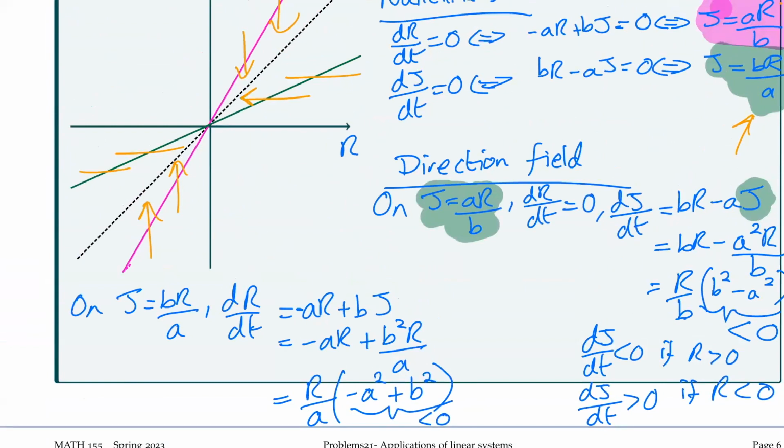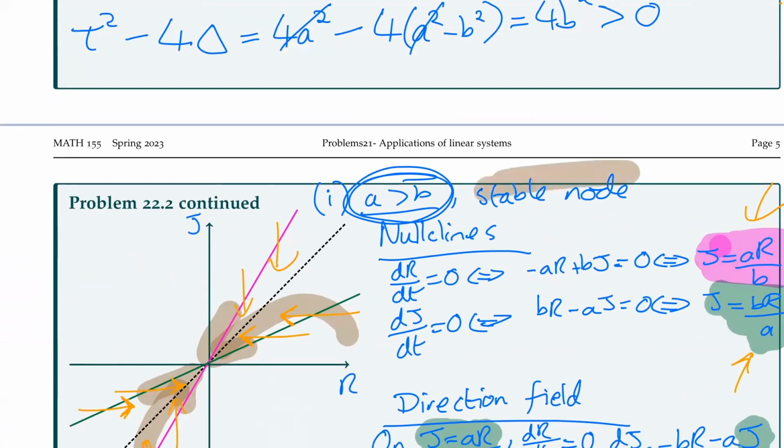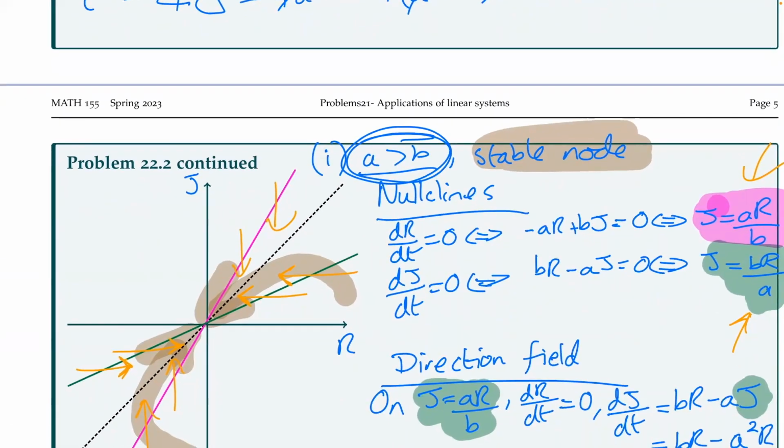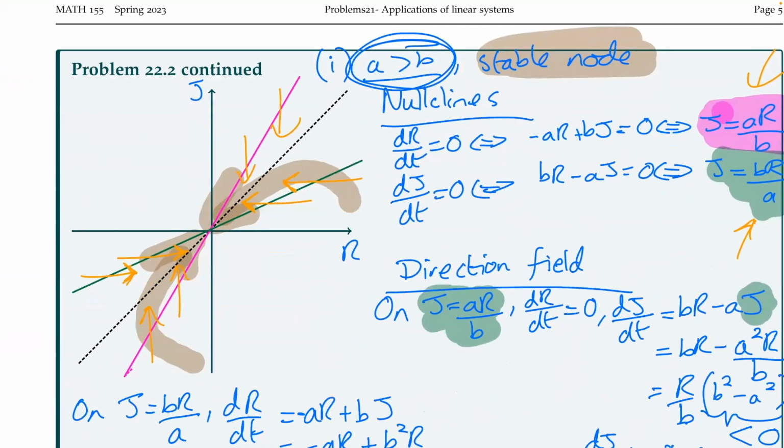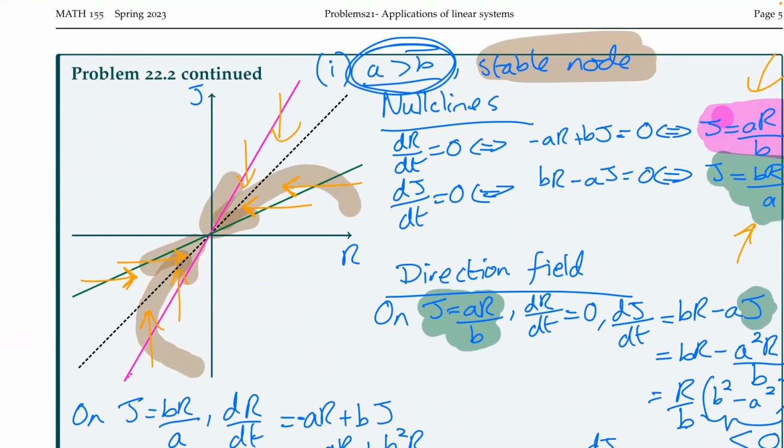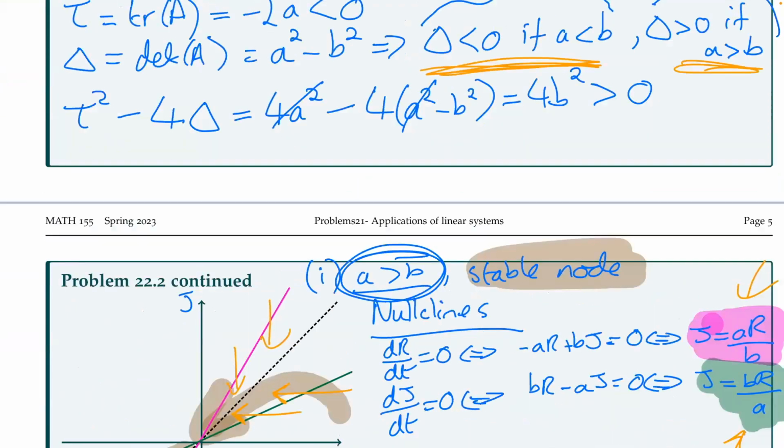That means when r is positive, we move to the left. When r is negative, we move to the right. So if we sketch an example of a solution trajectory, we'll go in like this, like this. Remember we had a stable node? Does that make sense? We knew it's a stable node from looking at our trace and determinant before, and our phase plane matches our analysis of the trace and the determinant.